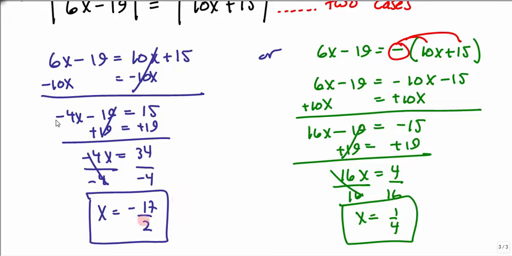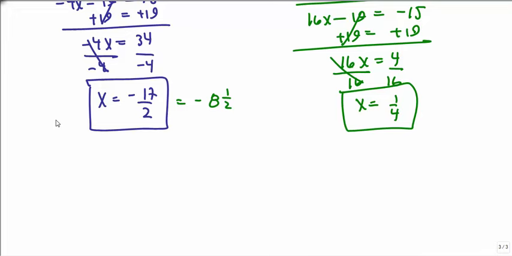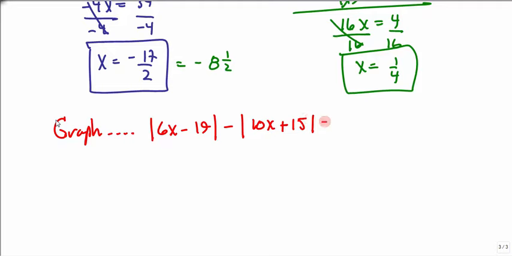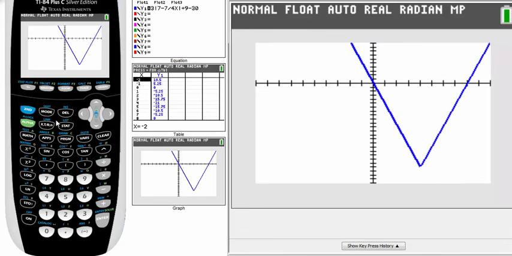Now, as a decimal equivalent, negative 17 halves would be negative 8.5. Let's go ahead and graph this one. And remember, when we graph this, we need to make sure that it's set equal to 0. So what we'll actually be graphing is the absolute value of 6x minus 19 minus the absolute value of 10x plus 15 equals 0, or equals y, because it has to be set equal to 0. So let's go ahead and graph this and see what we have.